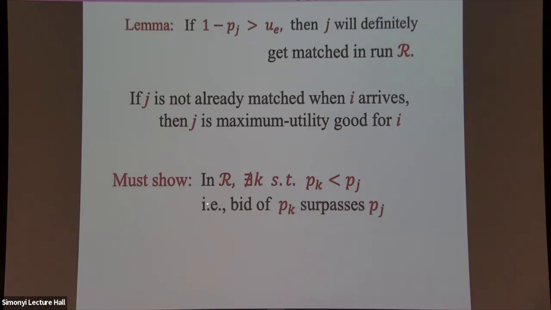So we need to show that in run R, some other K doesn't pop up, whose price is even smaller than PJ and which has an edge to I. Then I will match to K and J will remain unmatched. So RJ will not accrue any revenue. You see what I'm saying? Should I repeat it? I think you're going towards the proof, but as long as the thing is clear, it's okay.